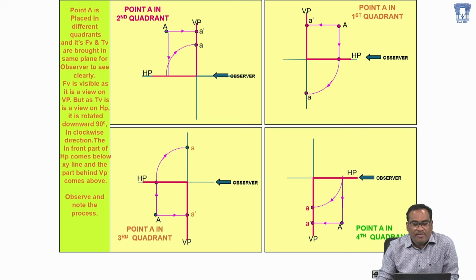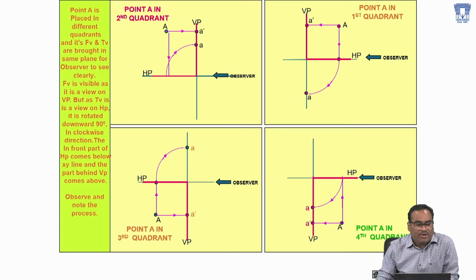So now look at this. The top view is below the XY line and the front view is above the XY line, if the point is in the first quadrant. Okay. Coming to the second quadrant, if a point A is in the second quadrant, look at this. The front view A dash is on VP. The top view is on HP, but whenever you are drawing on paper, you have to rotate this horizontal plane clockwise 90 degrees. So that's why this top view is also on VP. So when the point is in the second quadrant, both front view and top view will be above the XY line.